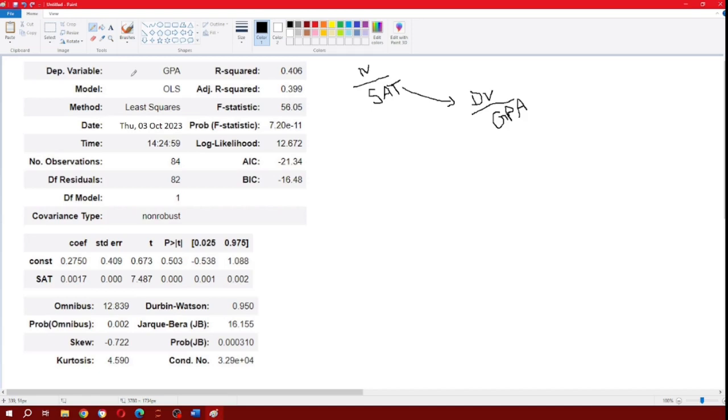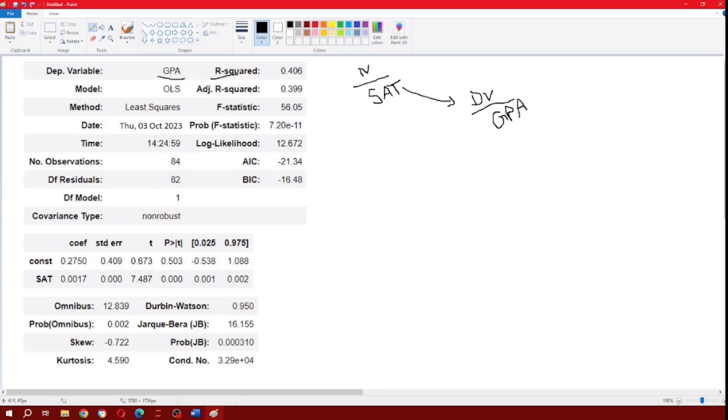So the first one is the dependent variable. As I said, the dependent variable in this test is GPA, where we are analyzing for correlation and prediction of GPA as the dependent variable using the independent variable of SAT scores. And it's a simple linear regression, meaning that we are testing between two separate variables.